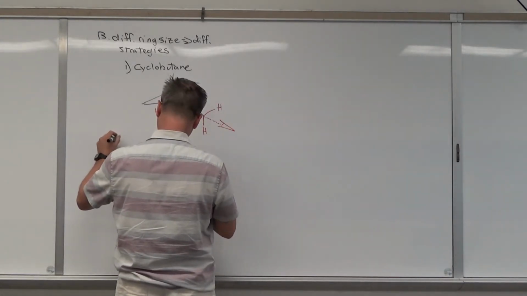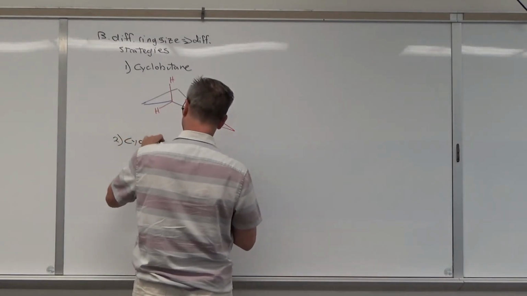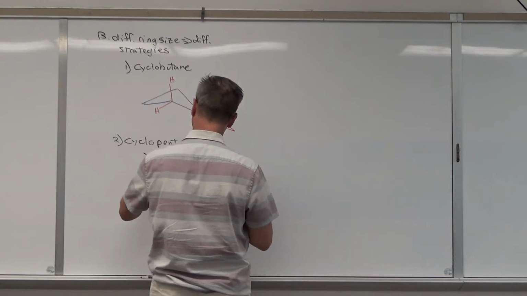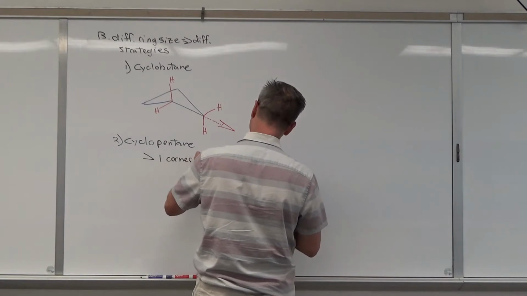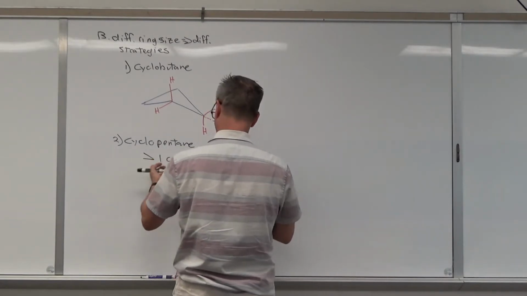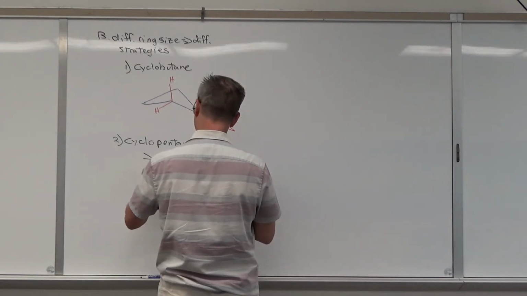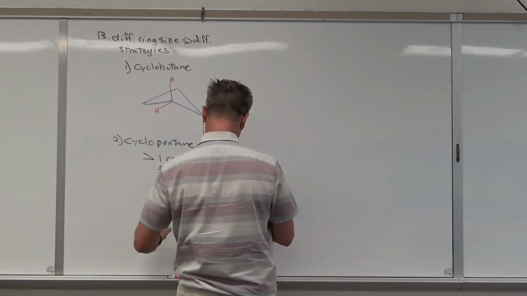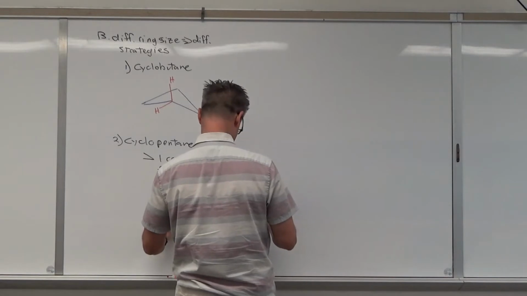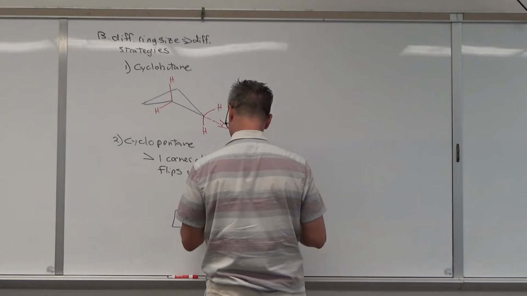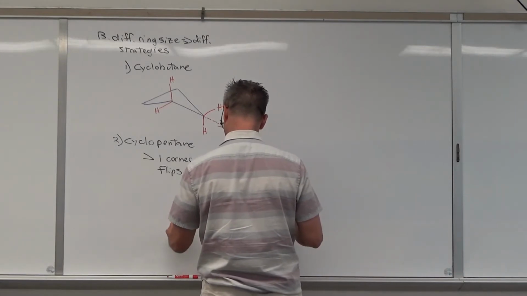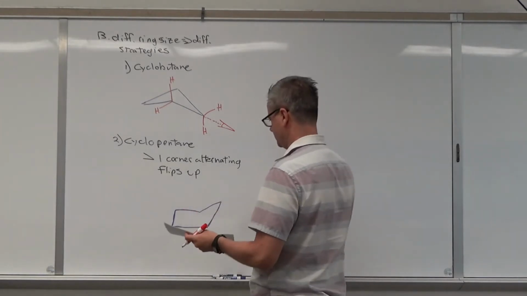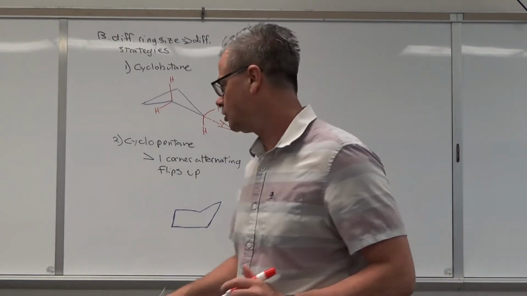And cyclopentane. One corner alternating flips up, let's say. It's really not a well-written phrase, sorry. So you have a 5-member ring, and that's one corner folding up. This configuration is sometimes called an envelope configuration.